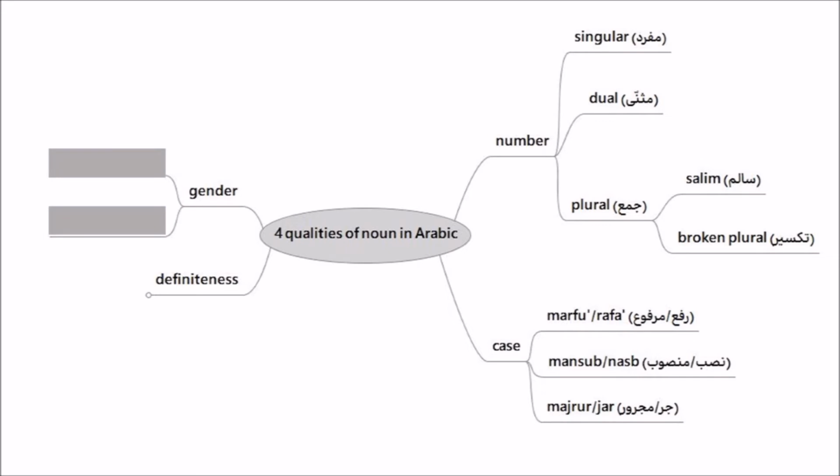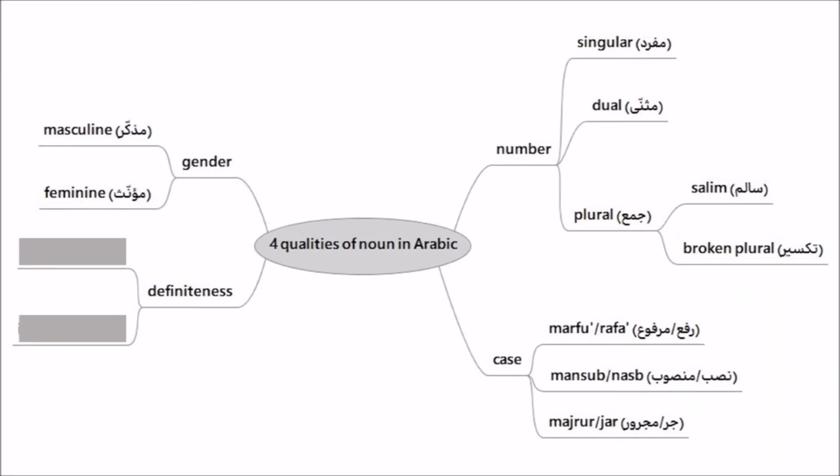Now let's take a look at types of noun based on gender. The first one is mudhakkar, which means masculine. The second is mu'annath, which means feminine.